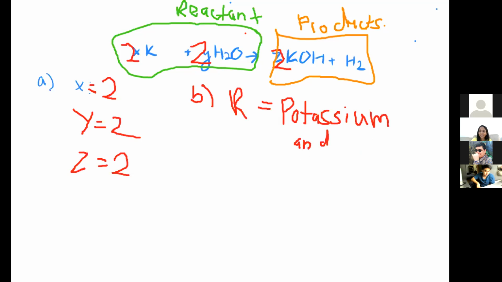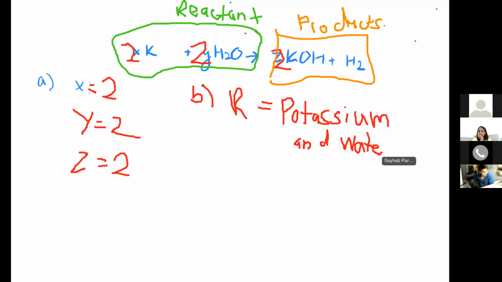Can I say potassium metal? Potassium metal and water molecule for the reactant? No, you can't. Why? Because they asked for the reactant based on the equation. It's only written there as K, so you have to put potassium. Okay.